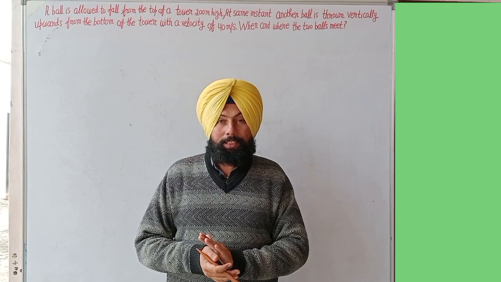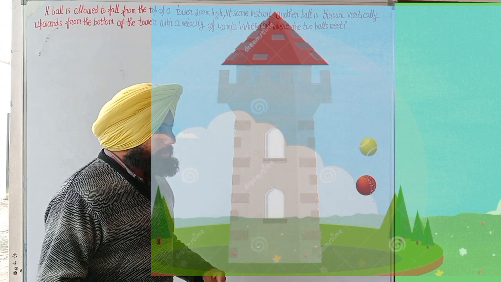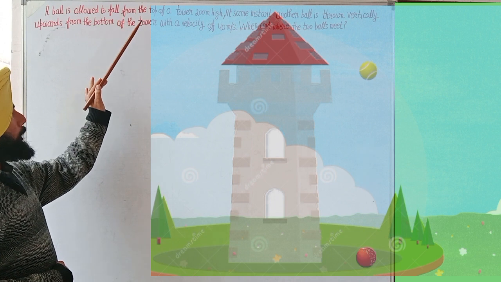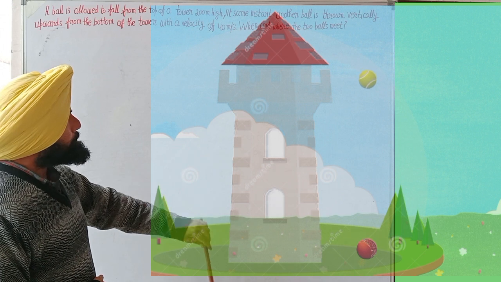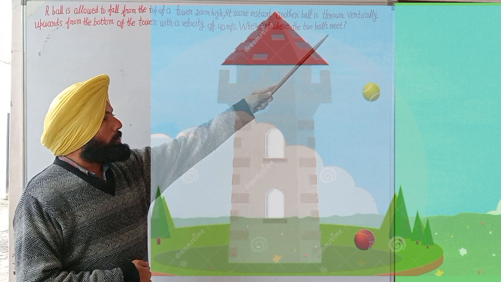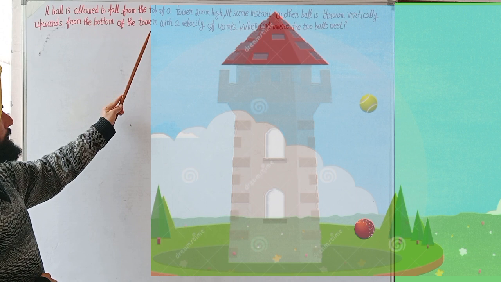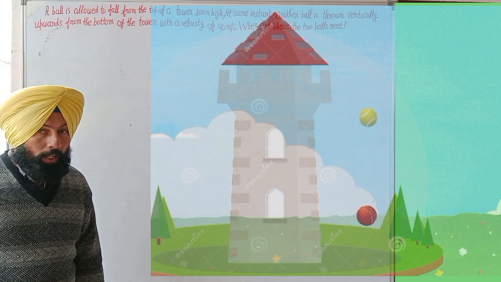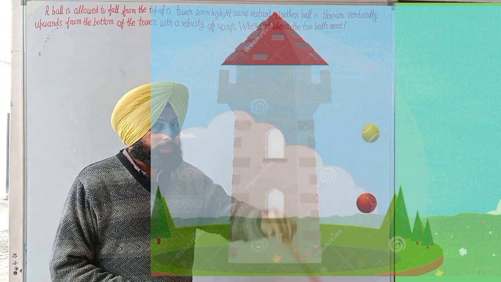Hello students, now our next numerical. What is given in the statement? A ball is allowed to fall from the top of a tower 200-meter high. At the same instant, another ball is thrown vertically upward from the bottom of the tower with the velocity of 40 meter per second. When and where the two balls meet.